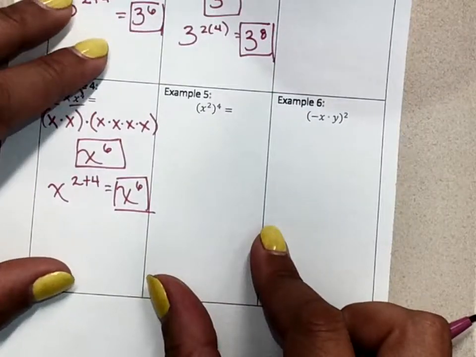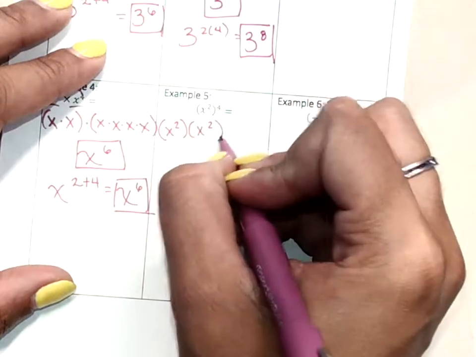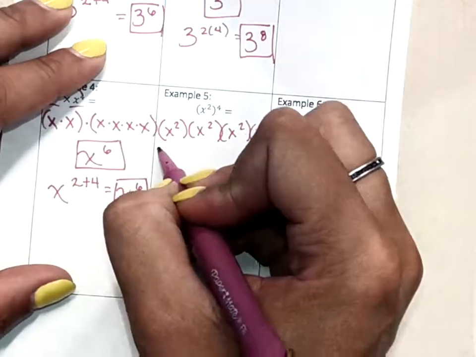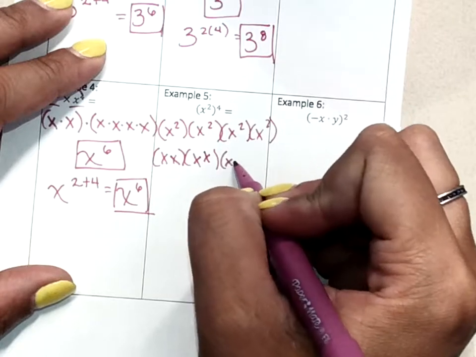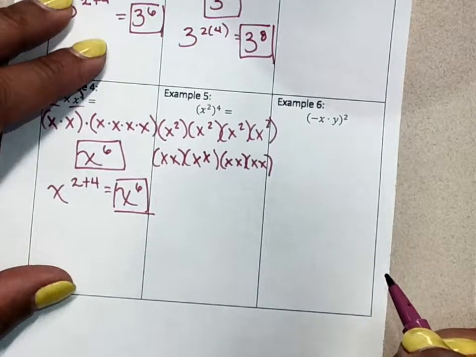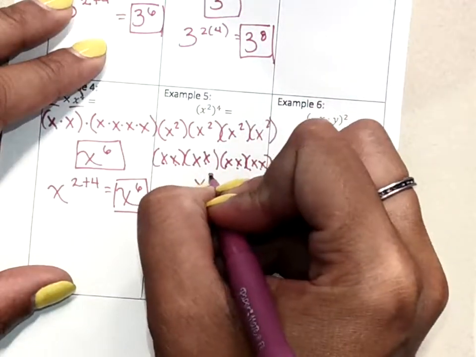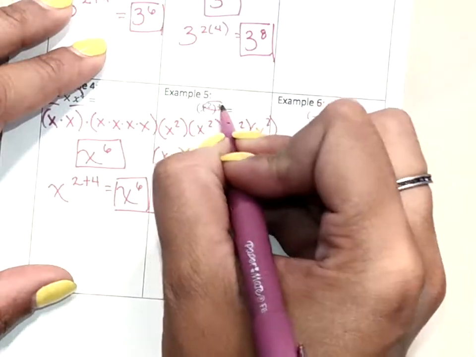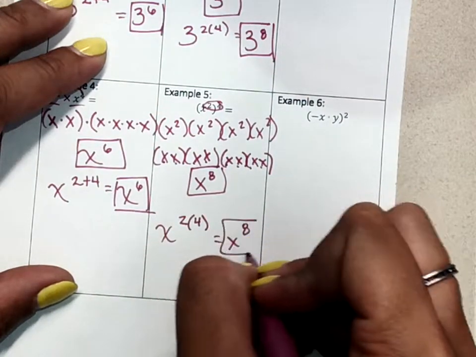Same goes for x squared to the fourth power, so I'm going to write x squared 4 times. And then I'm going to expand each of those. I count them, 1, 2, 3, 4, 5, 6, 7, 8. So we know it's x to the 8th power in exponential form. And again, if we had just followed the rule, x squared times 4 would also give us x to the 8th.